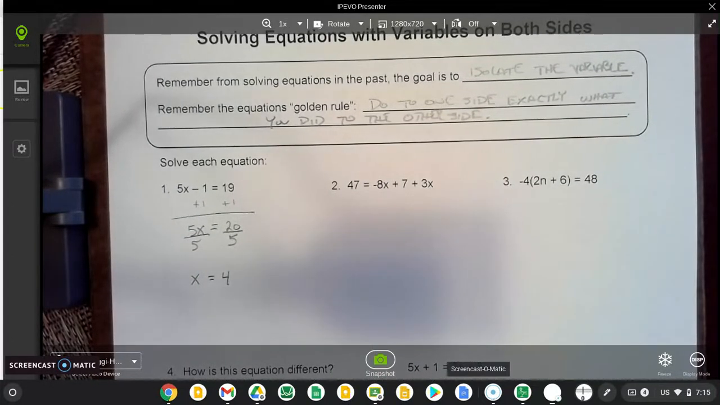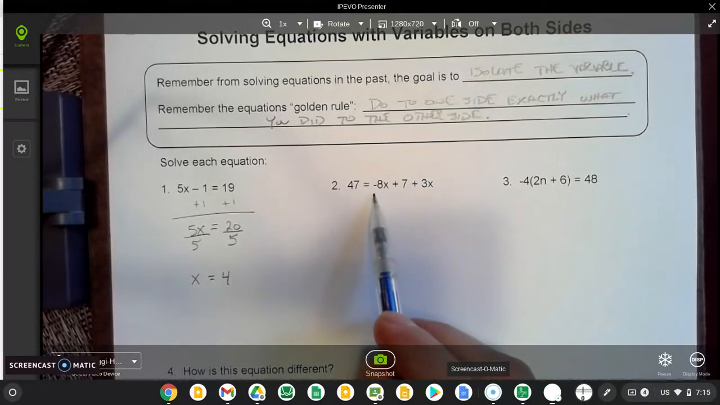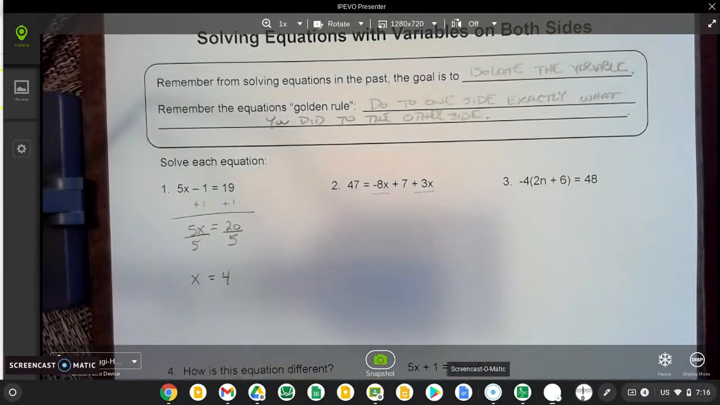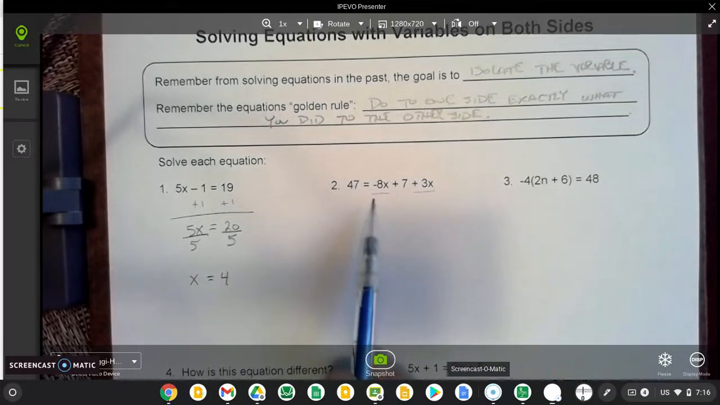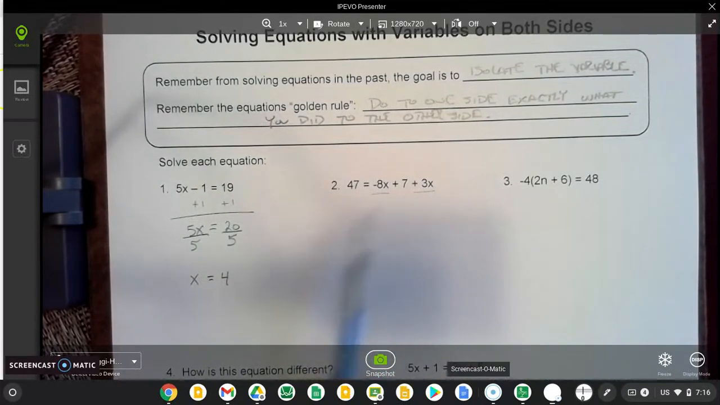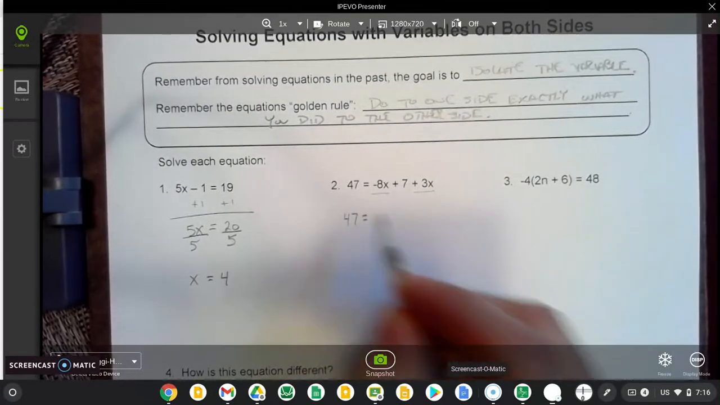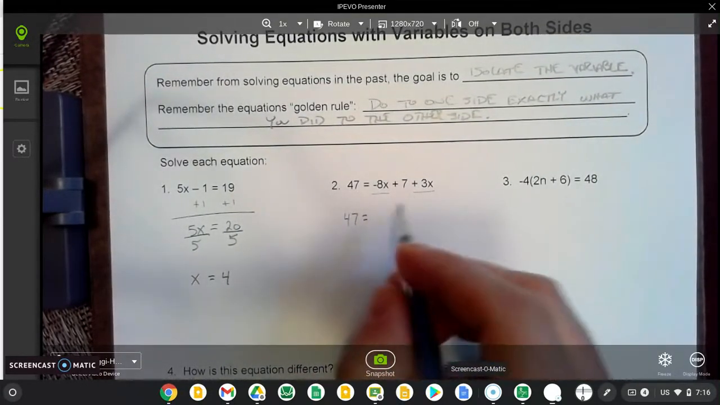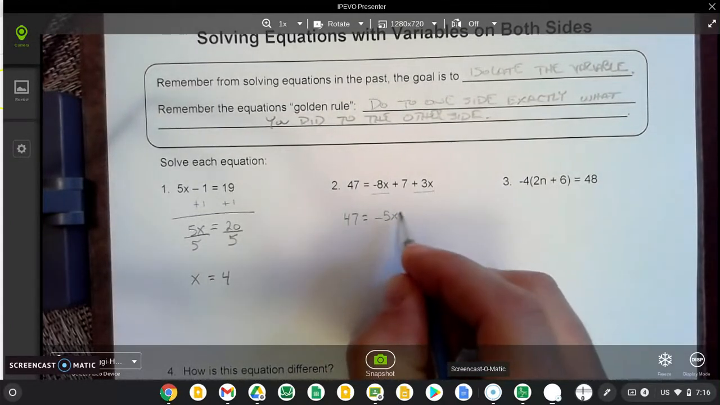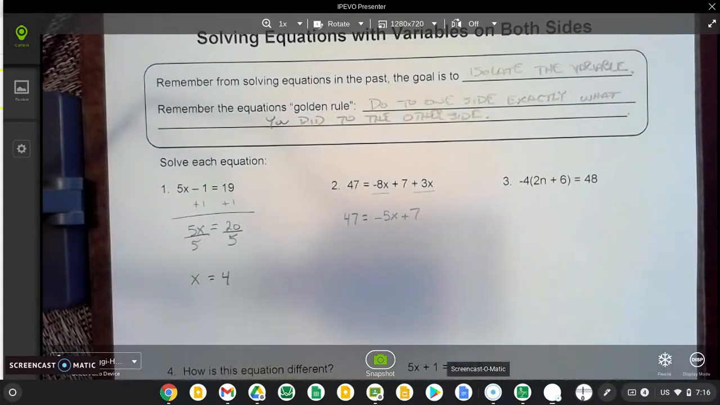In example number 2, 47 equals negative 8x plus 7 plus 3x. You'll notice that on the right-hand side, we have 2 variable terms. When I have 2 variable terms on this side, I'm going to combine those before I do anything else. So I'm going to write 47 equals, and now negative 8x plus 3x is negative 5x, and then just bring along the constant plus 7.